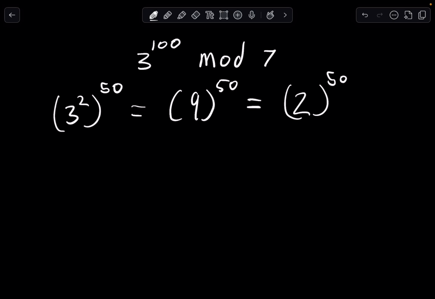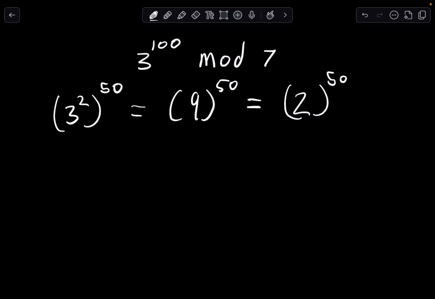Now, is there an even better way, or can we reduce this even more? The answer is yes, we can keep going. One of the ways that we can break this down further is by continuing to play around with the rules of exponents in algebra. So similar to how we did 3 squared to the 50, we can keep doing something similar to that. We just have to find the right numbers.